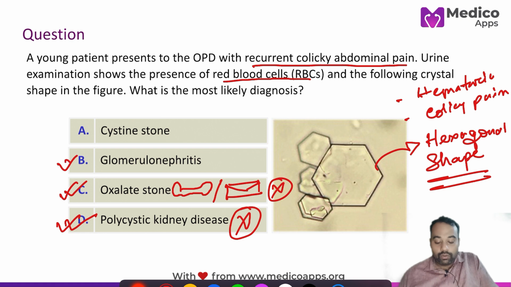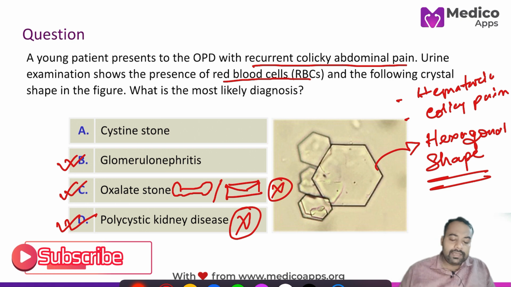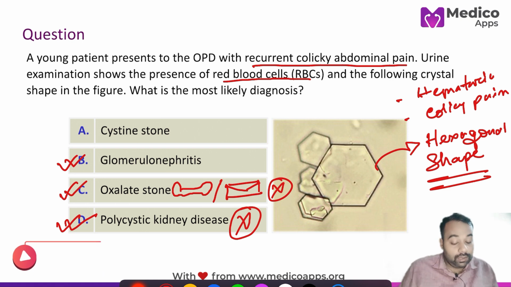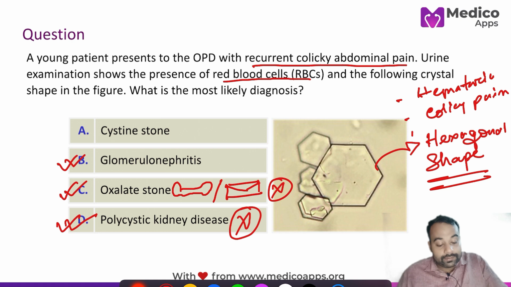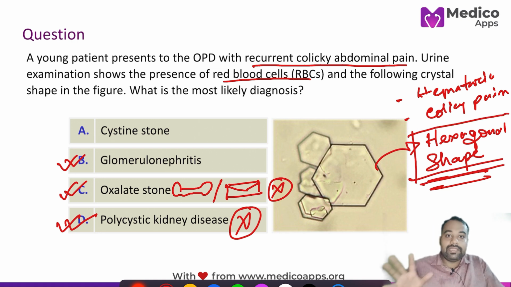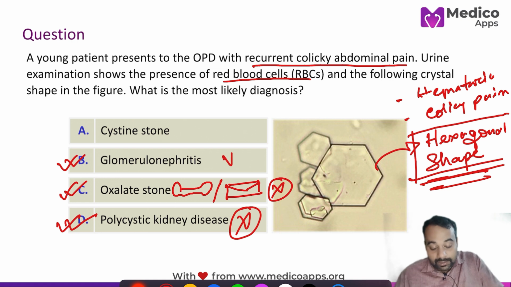Then you have glomerulonephritis. A patient with glomerulonephritis can present with RBC in the urine, and some amount of recurrent abdominal pain can also be seen depending upon the cause. But same thing, this hexagonal shaped crystal is basically going to be absent in such cases.